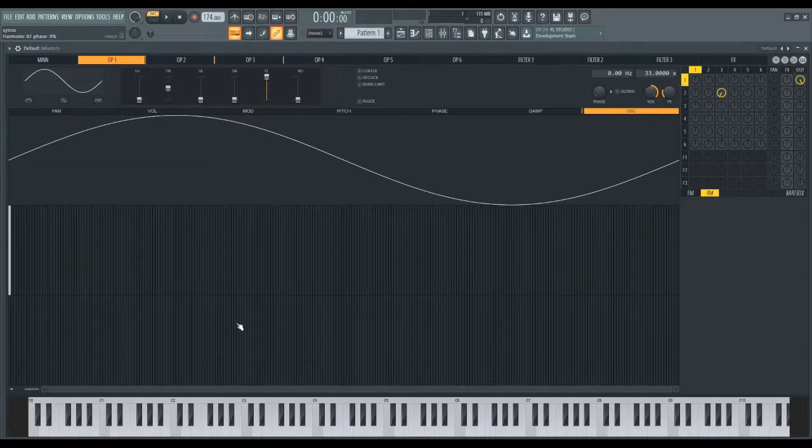Hi everyone, this is Irradiant, and I'm going over ring mod in Sytrus. Not really a detailed explanation, but ring modulation is a type of amplitude modulation.